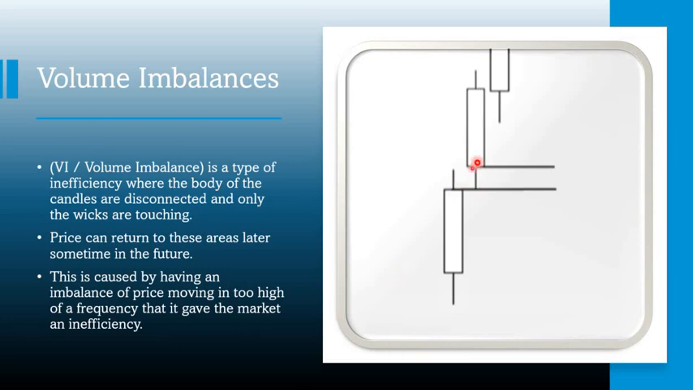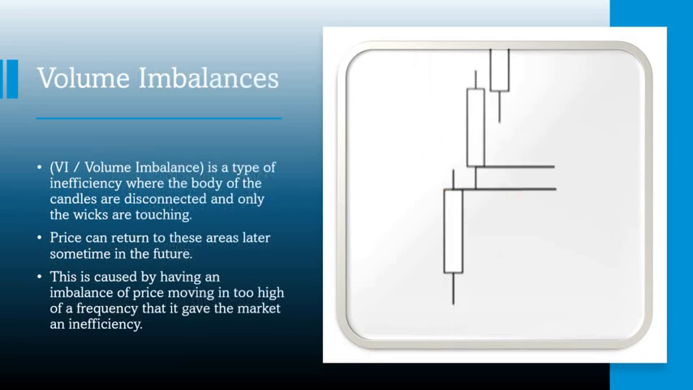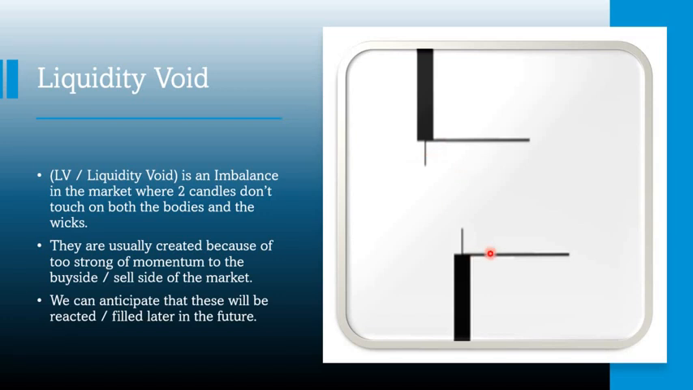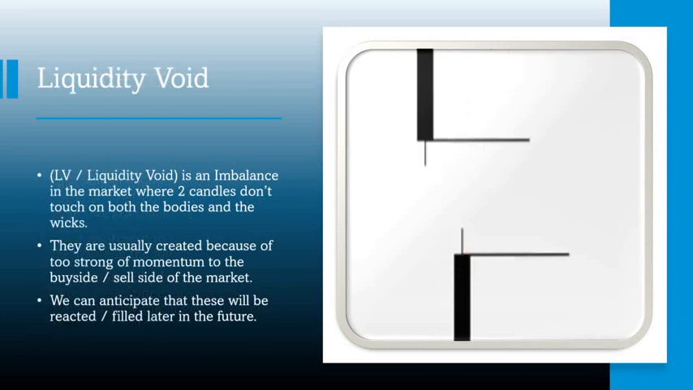So when we look at volume imbalances, this is when the wicks only touch. When we look at liquidity voids, this is when the bodies and the wicks do not touch each other. So understanding what the liquidity void looks like compared to a volume imbalance. Wicks touch, wicks don't touch, bodies don't touch. Alright?